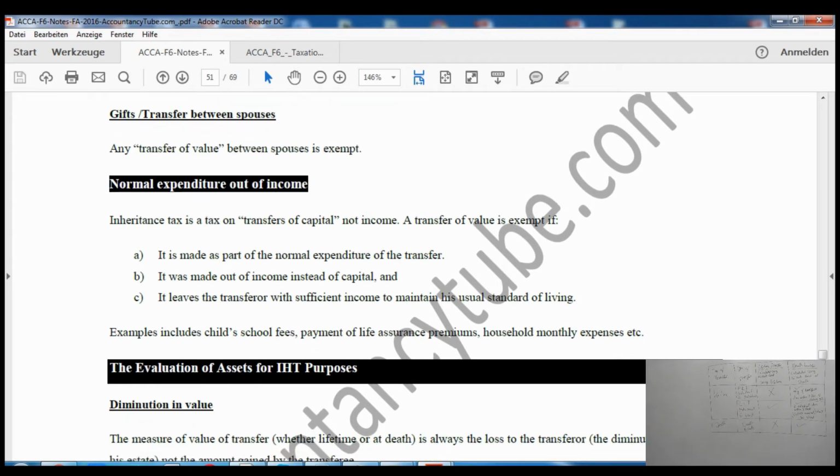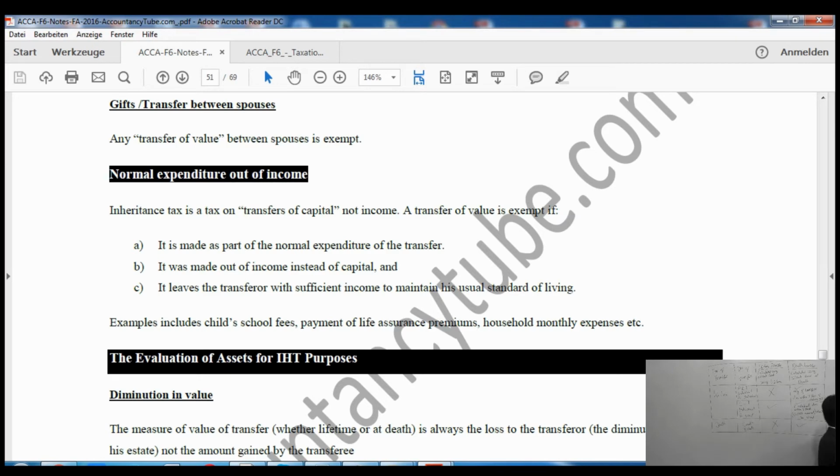It says gift transfer between spouses. Any transfer of value between spouses, if you give to your wife or she gives to you, is going to be exempt for inheritance tax purposes.